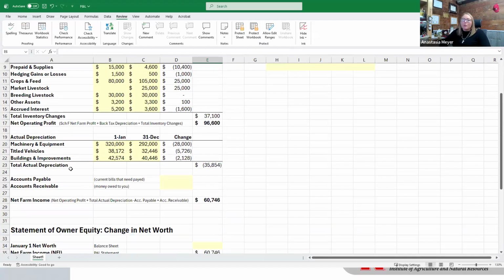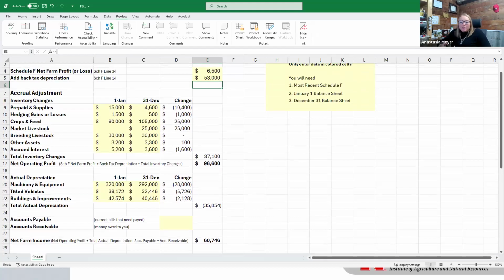Let's look at our actual depreciation. So tax depreciation, right? You are allowed to depreciate items at different rates, right? Depending on your tax year, depending on a lot of different factors, the age of the equipment, all of that.